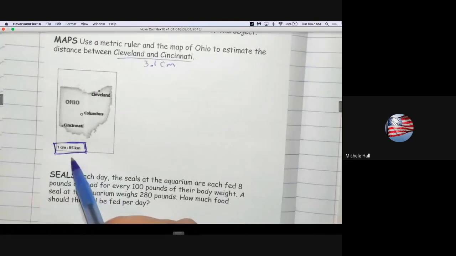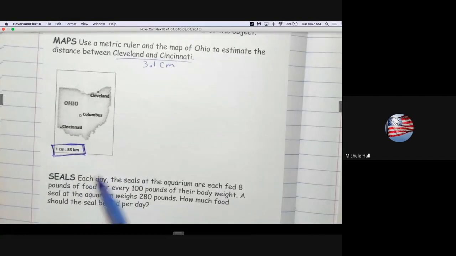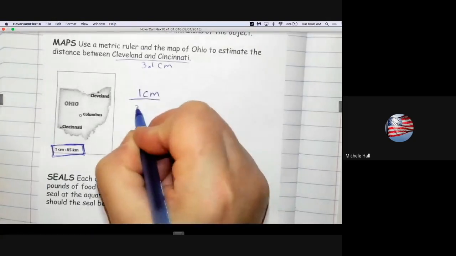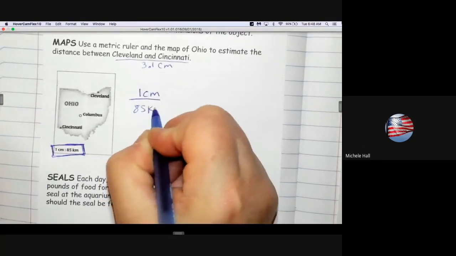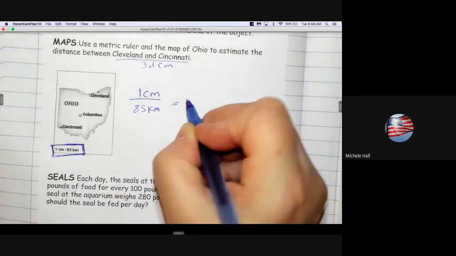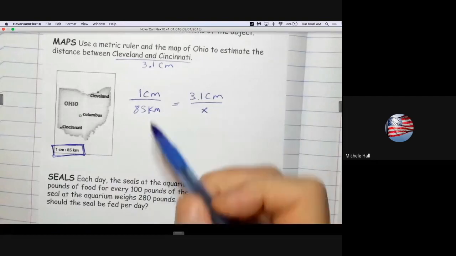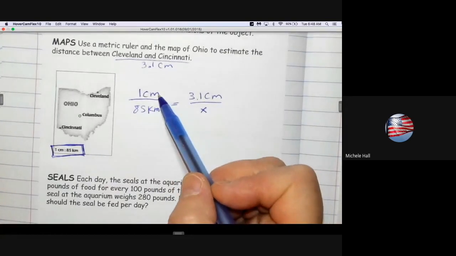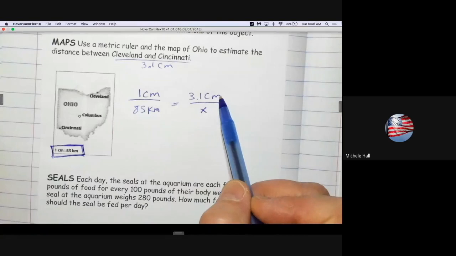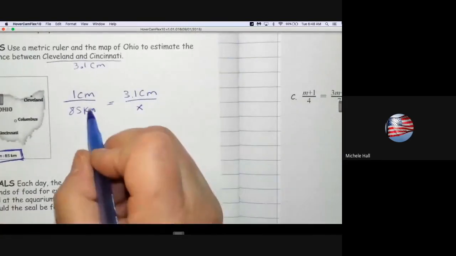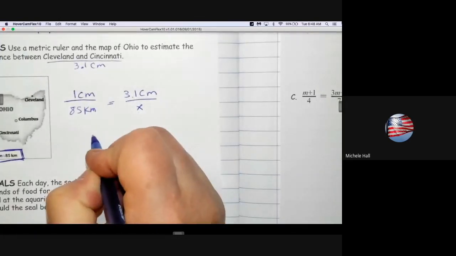We have a ratio right here. It says that 1 centimeter is going to be equal to 85 kilometers. So we have 1 centimeter is to 85 kilometers as 3.1 centimeters is to X. Again, it's important that if centimeters is on the top, then centimeters should be on the top over here in this ratio as well. All right, we're going to cross multiply and we get 1 centimeter times X.